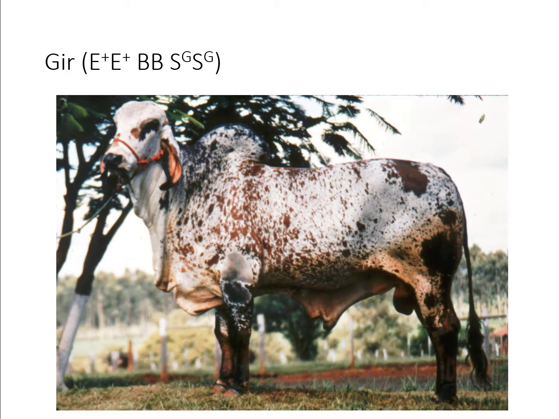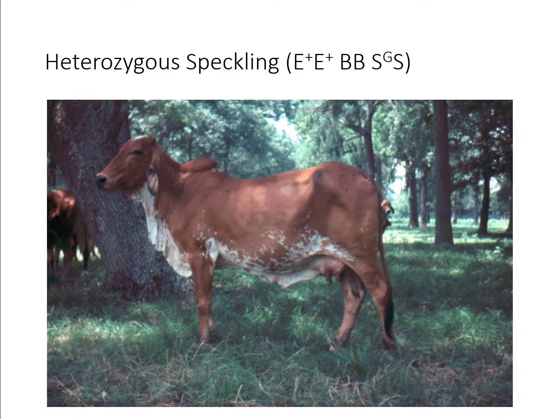Next that we'll talk about is the SG allele. This causes the speckled spotting you see on this steer. So we have E+, giving us the red base color, and big B, giving the black nose, feet, and tail. And our heterozygotes have a more restricted speckling pattern compared to our homozygotes.